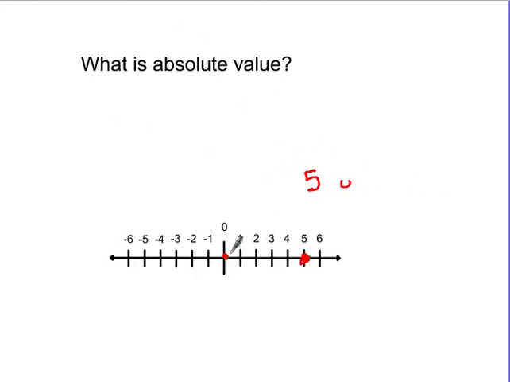So if I'm at 0 and I want to walk to 5, I need to walk 5 units. It's 5 units away. But if I'm standing at 0 and I want to walk to negative 5, how many units away is that? It's also 5 units away, okay? So we don't care about which direction it is or that we're moving in the negative direction. We just care about how far it is. That's all we care about with absolute value.